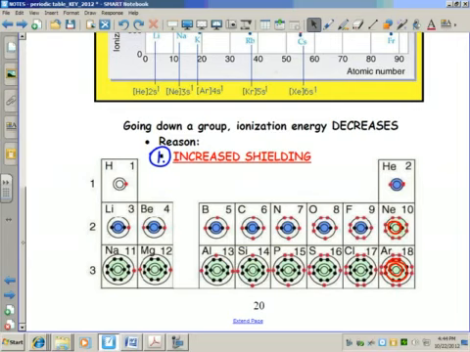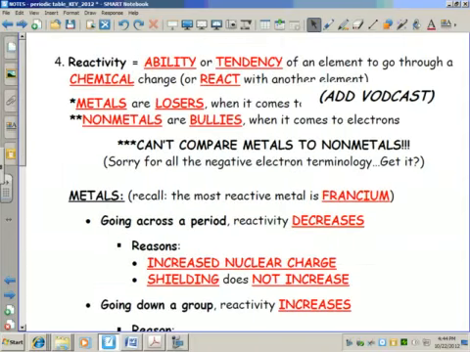It's easier to get valence electrons away from argon than it is from helium because the protons that are trying to hold those electrons in place are screened by a lot more electrons. There's a lot more shielding from the kernel electrons in argon than there is in neon, and there's no shielding in helium. And our last topic, our last periodic trend is reactivity.